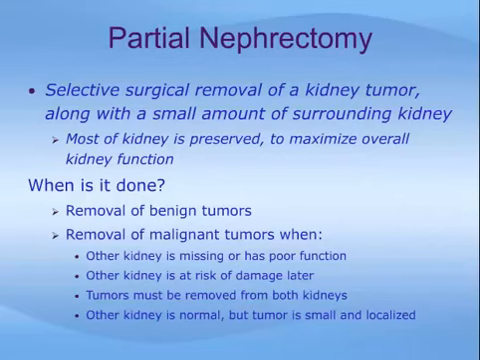Partial nephrectomy involves the selective surgical removal of a kidney tumor, along with a small amount of surrounding normal kidney tissue. In this way, most of the kidney tissue is preserved to maximize overall kidney function. This procedure is done in the following situations.